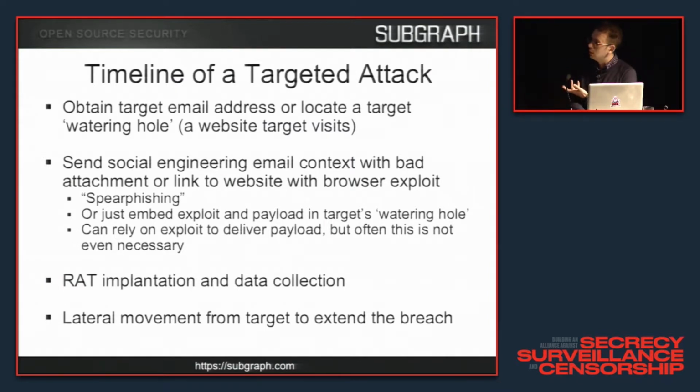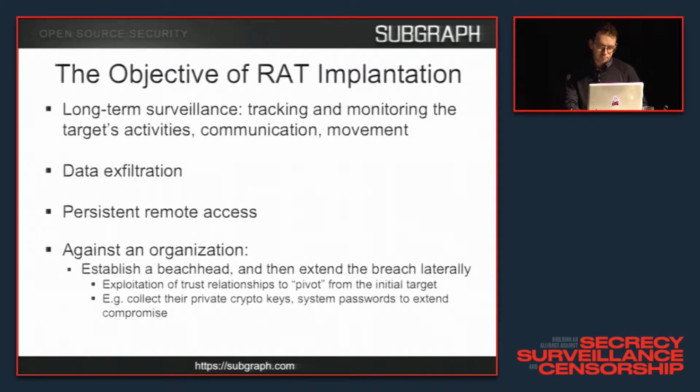Once the user opens it, the exploitation occurs. It's most often an exploit, but it doesn't need to be. Sometimes it's just the executable, although modern operating systems are pretty good at preventing the user from inadvertently running something that would be dangerous, but that still happens. So once the remote access tool is installed, the adversary can then exfiltrate data. They can rely on the remote access tool to perform long-term surveillance for the purpose of tracking and monitoring the target's activities, their location, their movement.